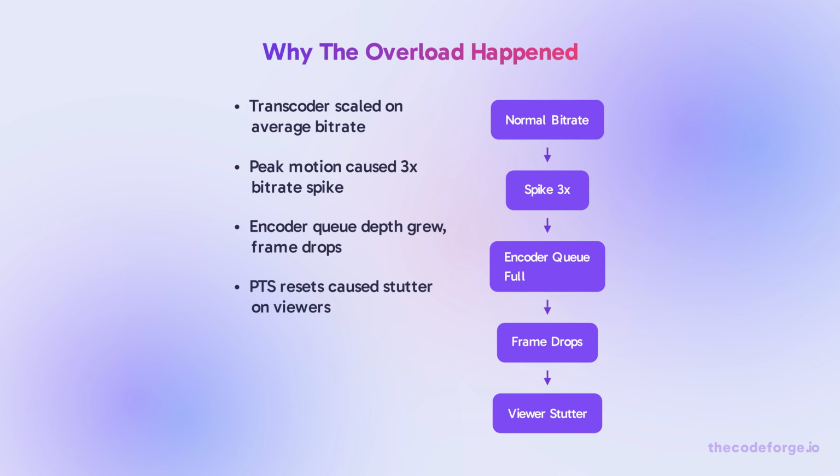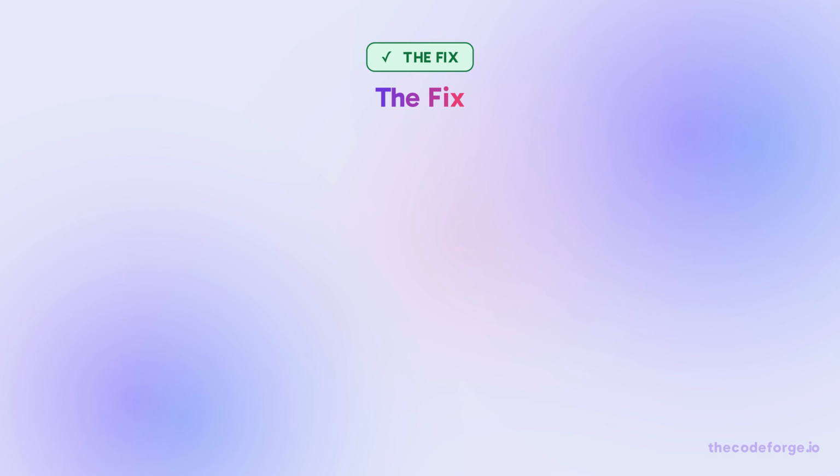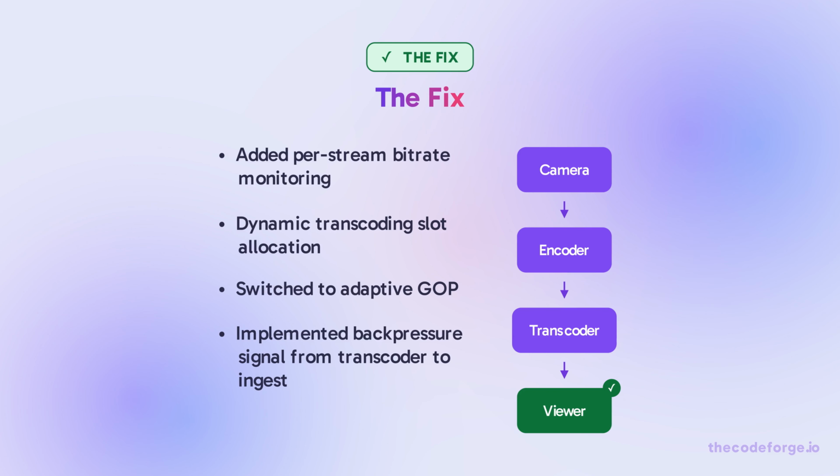The transcoding farm was scaled based on average bitrate, but during fast camera pans, the input bitrate spiked 3x. The encoders couldn't keep up, queue depth grew, and frame drops propagated to viewers. The fix involved adding per-stream bitrate monitoring and dynamic slot allocation. We switched to adaptive GOP and implemented a backpressure signal from the transcoder to the ingest to reduce frame rate during sustained spikes.